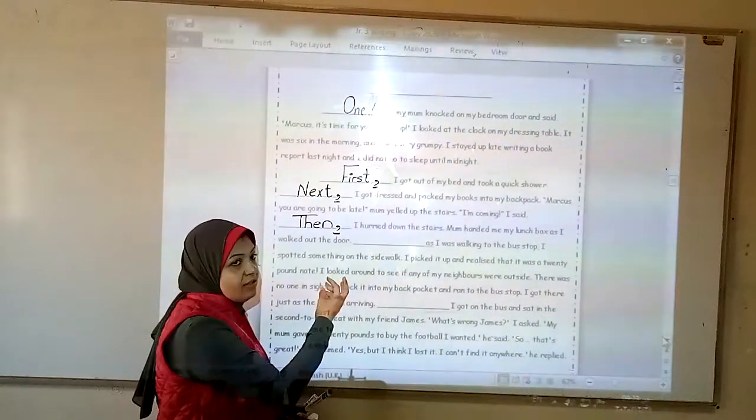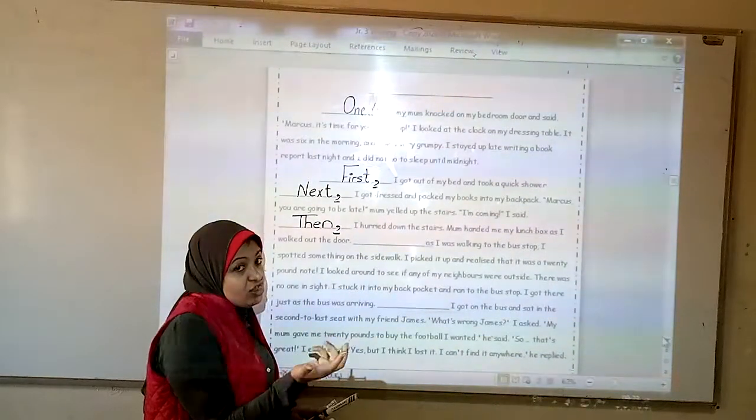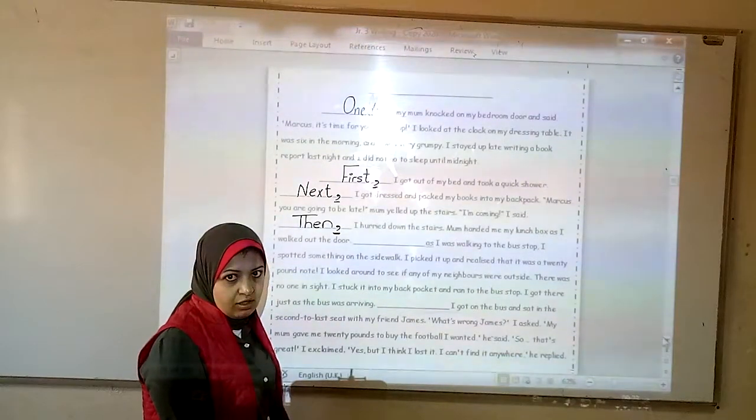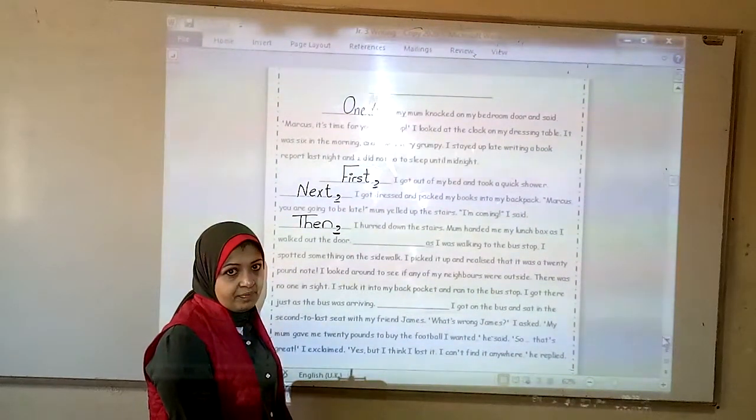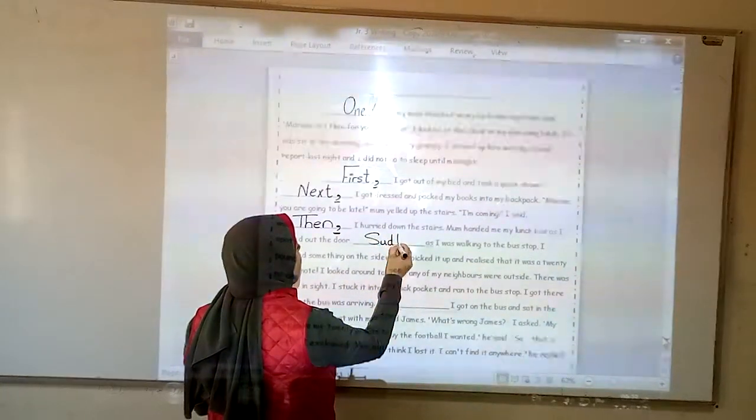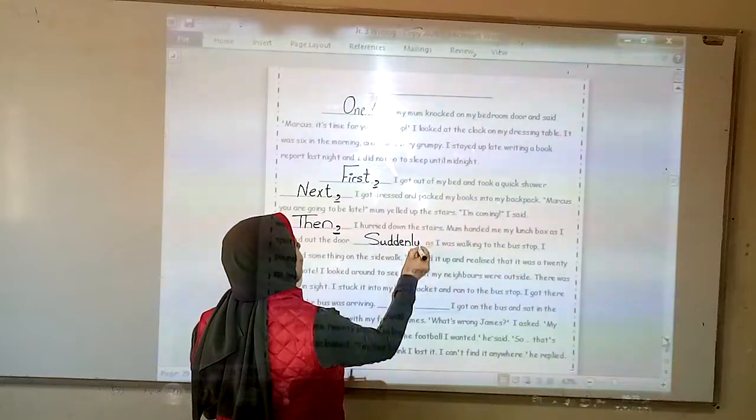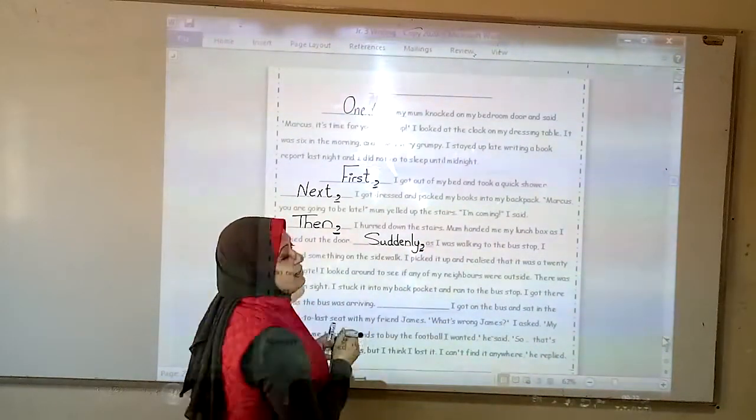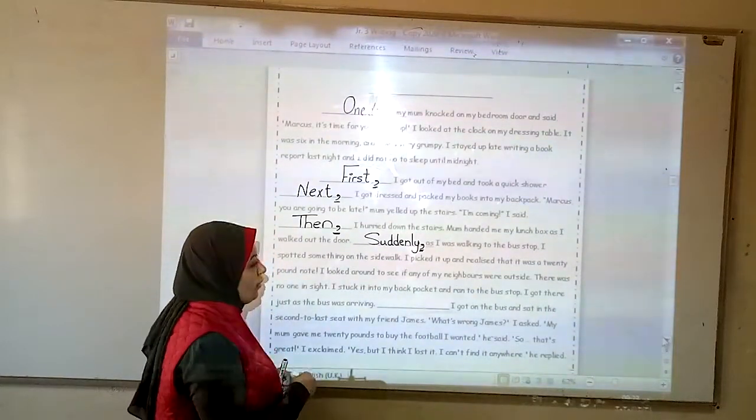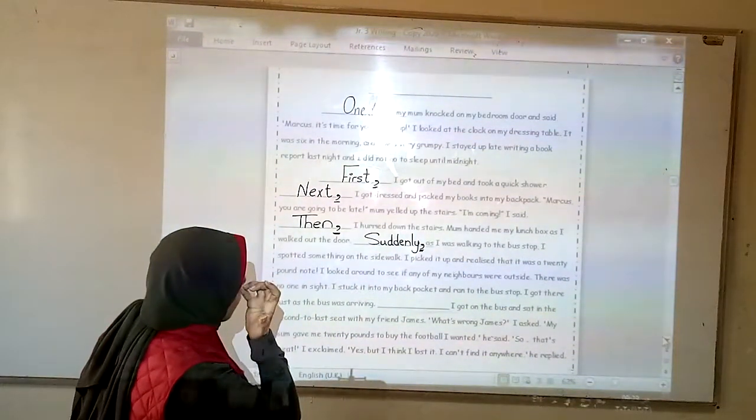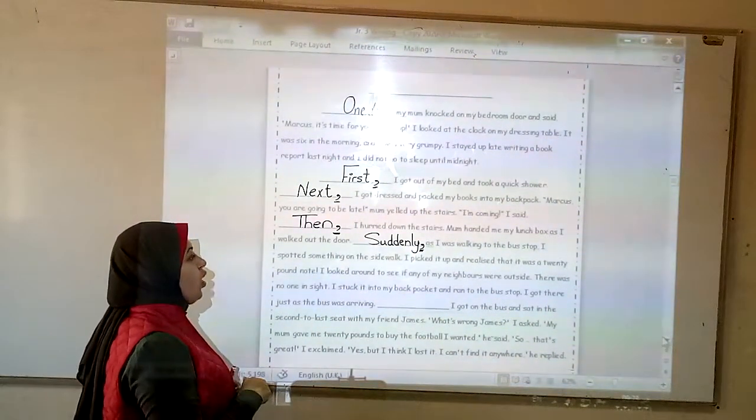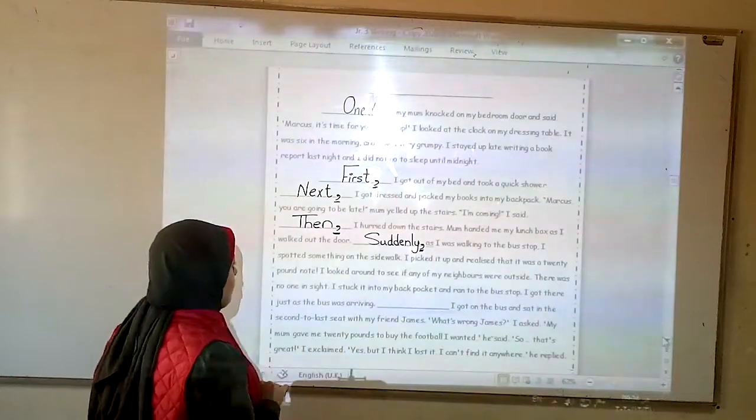As you can see here, there is something surprising. Is it normal to find money in the street every day? No, it's something that suddenly happened. This is the problem that we are going to face. Okay? Suddenly, as I was walking to the bus stop, I spotted something on the sidewalk. I picked it up and realized that it was a 20-pound note.